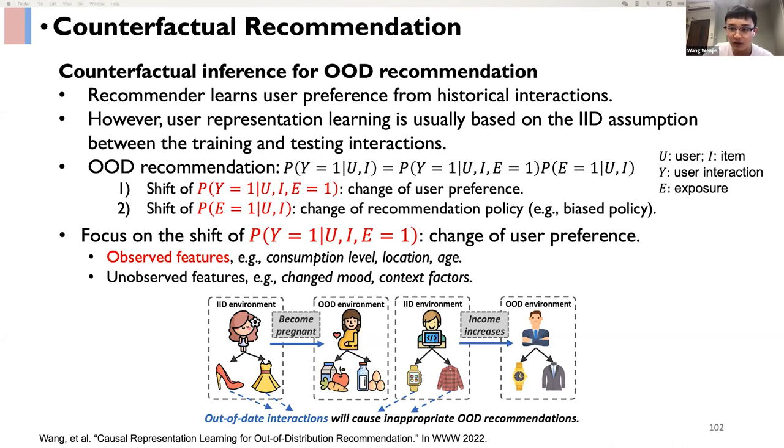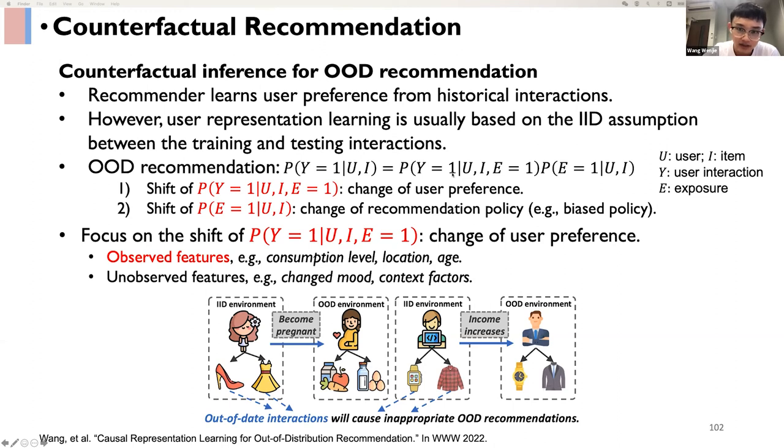The authors formally define OOD recommendation as a change of the user interaction distribution. Here, given U and I, user and item, Y denotes whether this user will interact with this item. This probability denotes the probability of user interaction, right? So this distribution is affected by two factors. One is the exposure mechanism, or you can also call it the recommendation policy. It means that this probability is decided by whether this item is recommended or exposed to this user. And this is the first factor.